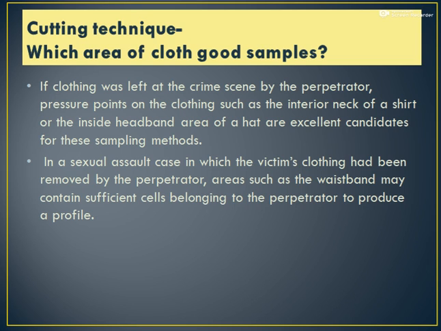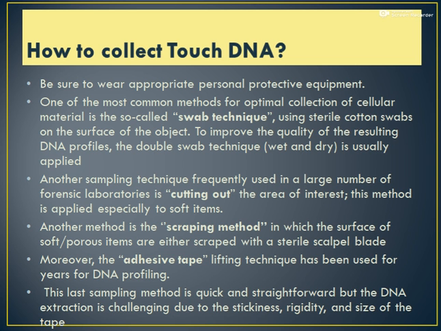If clothing is left over at the crime scene by the perpetrator, pressure points on the clothing, such as the interior neck of a shirt or the inside headband area of a hat, are excellent candidates for these sampling methods. And in a sexual assault case in which the victim's clothing has been removed by the perpetrator, areas such as the waistband may contain sufficient cells belonging to the perpetrator to produce a particular profile. So, we have the swabbing technique as well as the cutting technique. And now let's move on.